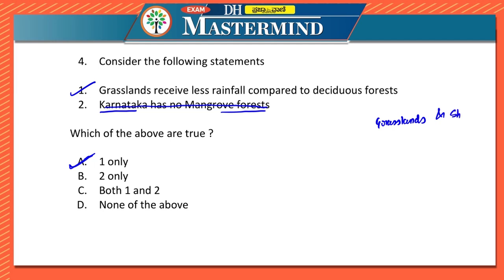and shrubs, the rainfall here is less, that is less than 60 centimeters. Whereas when we were looking at deciduous forest, it is in between 60 and 120. So because of less rainfall and dry weather, the trees are short.